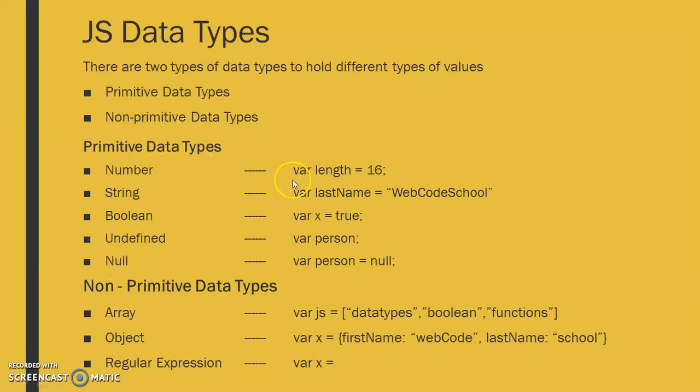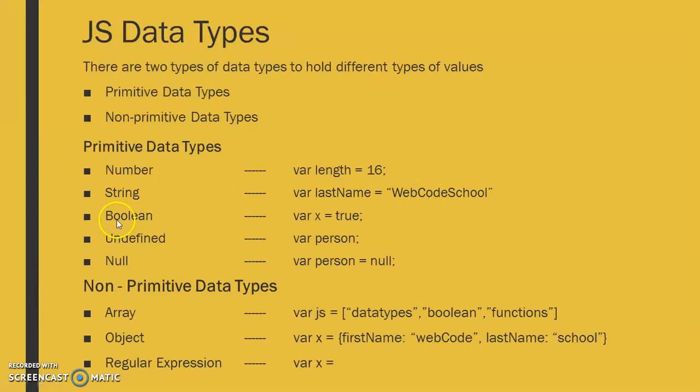For number, we write var length equal to 16. Unlike languages like C, C++, Java, where for numbers we use integer and other such data types, here we specify var length equal to 16. And for string we use something like var last name equal to web school. This is a user defined name. Here we can give any name, either last name or first name or any other name, inside the string.